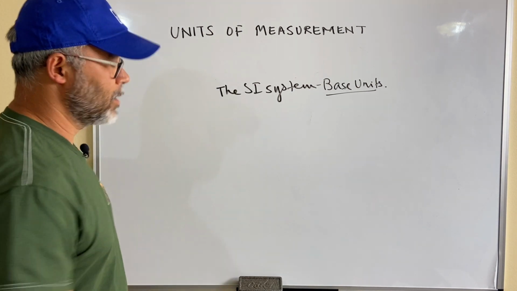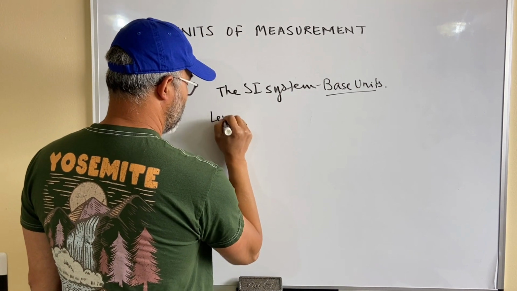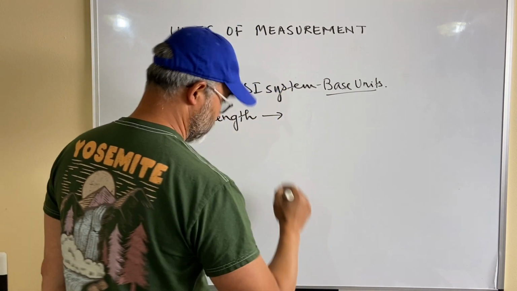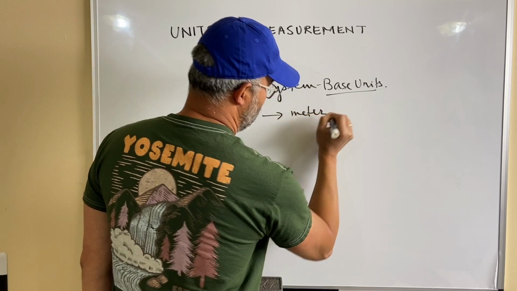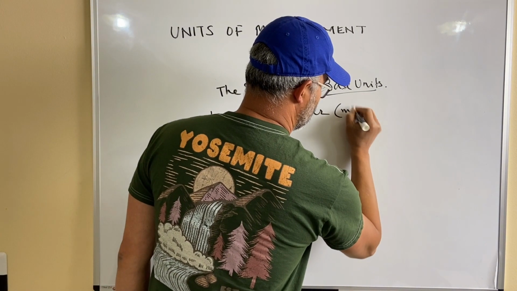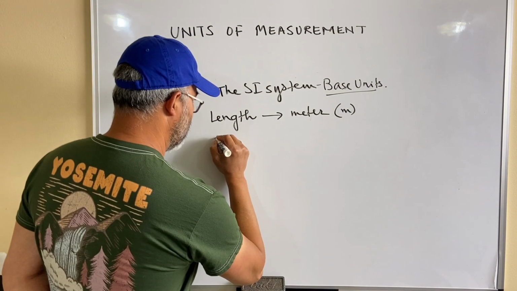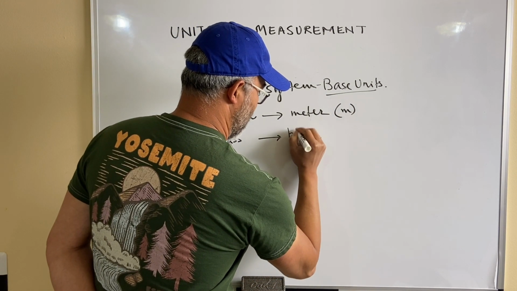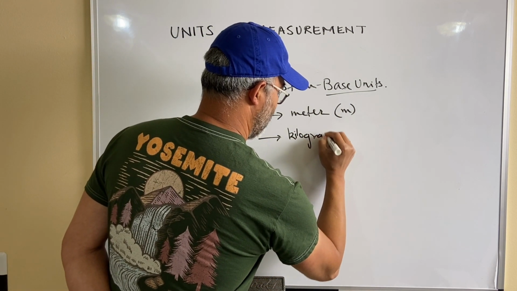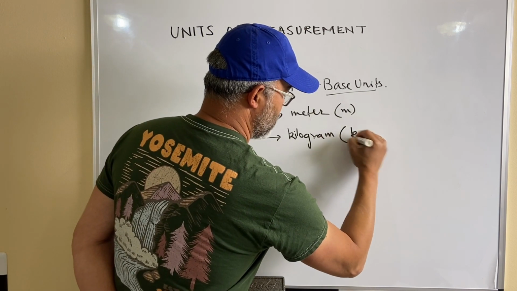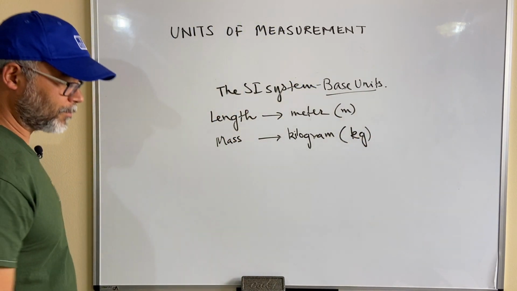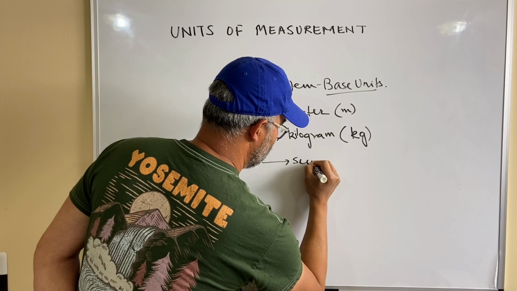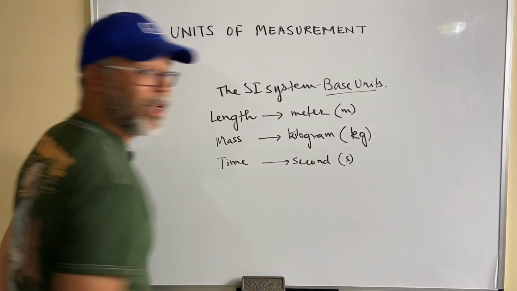Now, there are 7 base units in the SI system. The first one is length, and the base unit for length is the meter, abbreviated as a small m. The next unit is mass, and the unit is the kilogram, with the abbreviation a small k and a small g. The next unit is time. The unit here is the second, abbreviated with a small s.